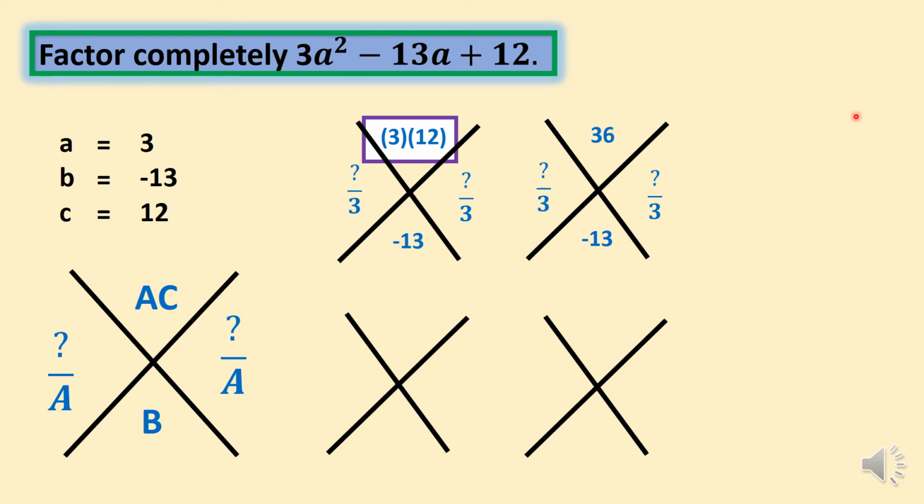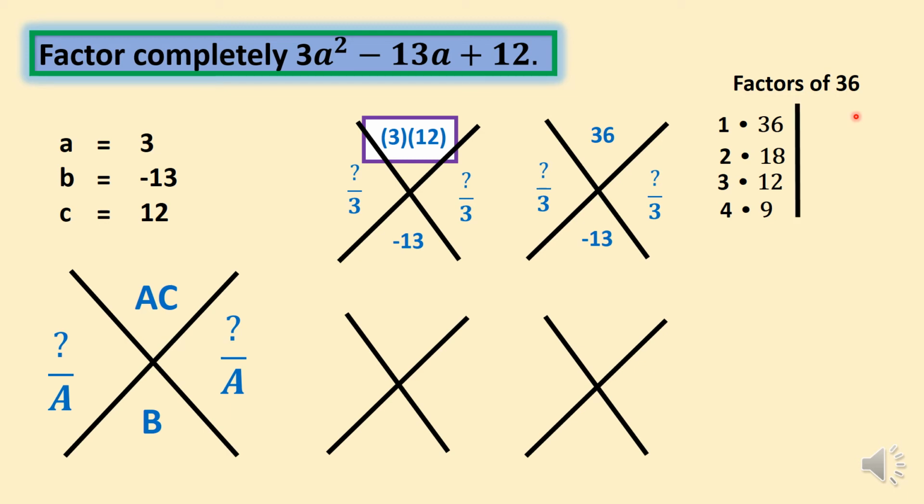So isipin lahat yung mga numbers na kapag tinimes natin, magbibigay ng positive 36. And these are 1 times 36, 2 times 18, 3 times 12, then 4 times 9. So I think wala na. Lahat na ilista na natin.